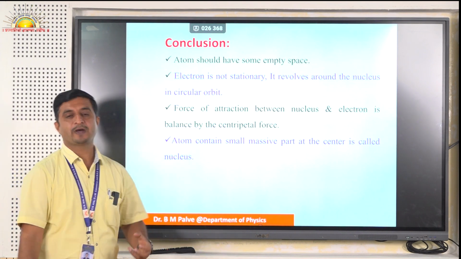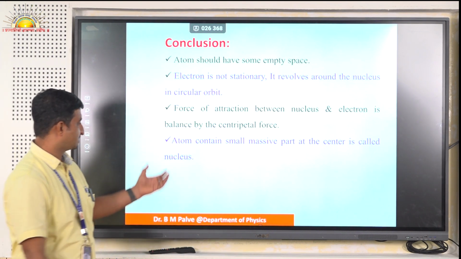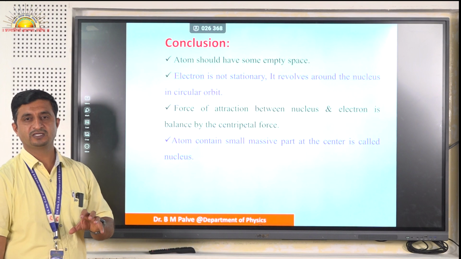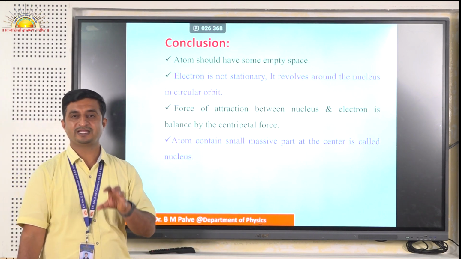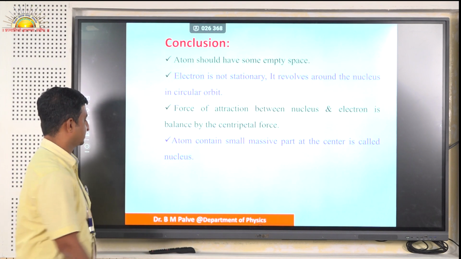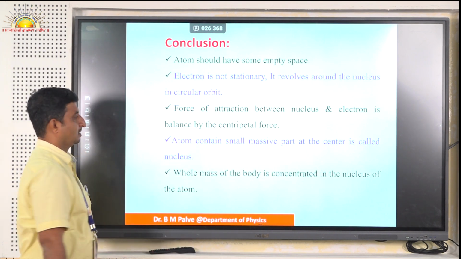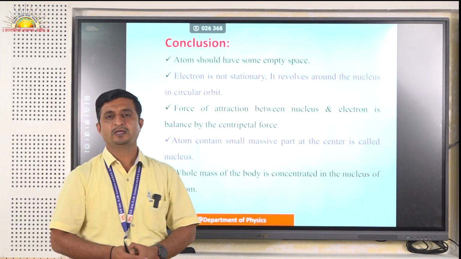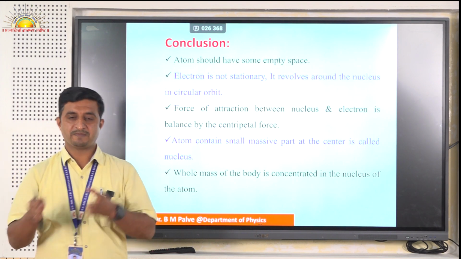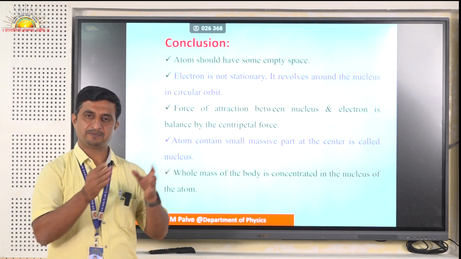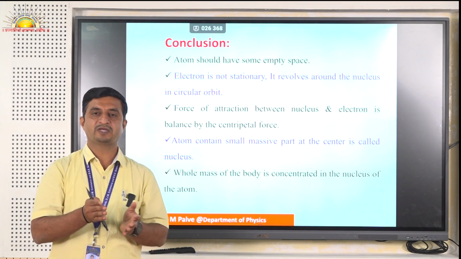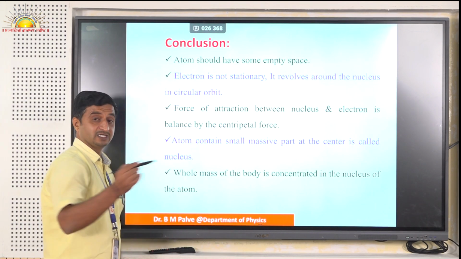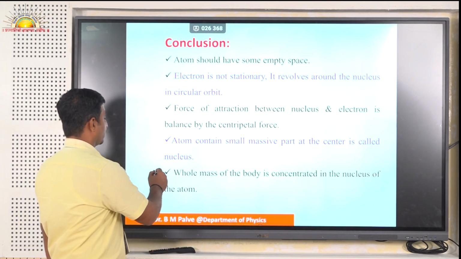The atom contains a small massive part at the center, called the nucleus. The scientist Rutherford discovered this one massive part of the atom, and that part is nothing but the nucleus. We know that the whole mass of the atom is concentrated at the nucleus, because the nucleus contains protons and neutrons. The mass of the proton and neutron is very large compared to the electrons. Therefore, the whole mass of the atom is concentrated at the center of the atom, that is nothing but the nucleus.